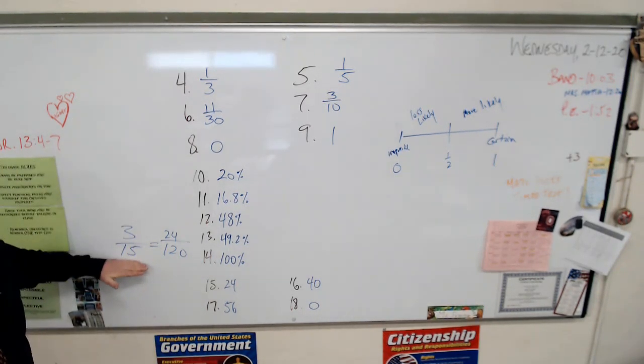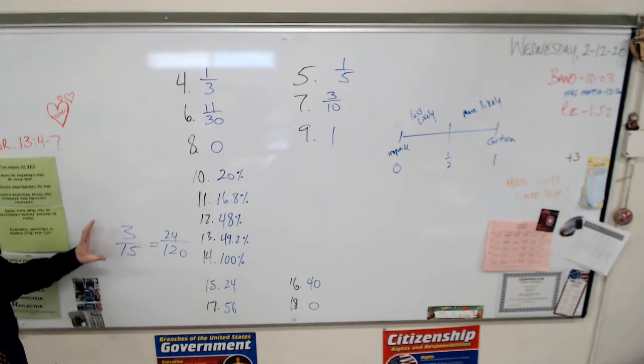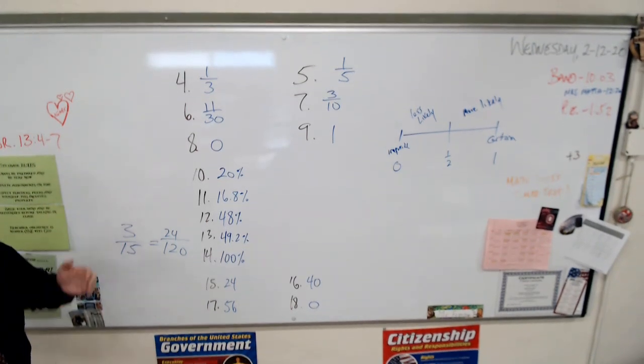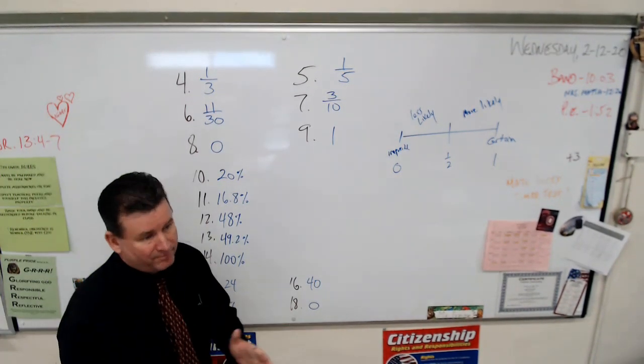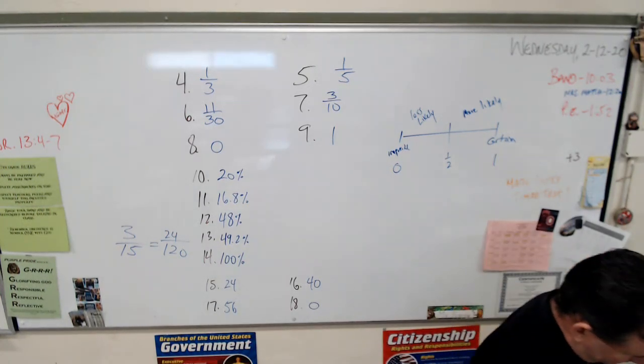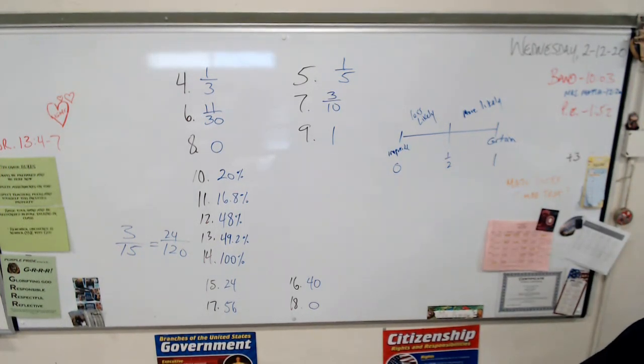Do you understand how we did it? Set up a proportion. If 3 out of 15 were yellow, then Bella says, I can predict 24 out of 120 would be yellow. That's it. All right, continuing on.